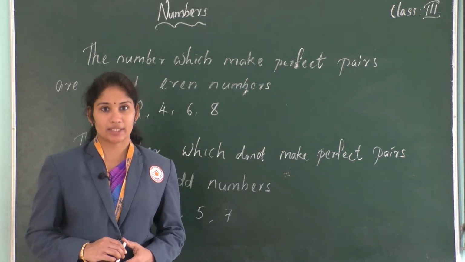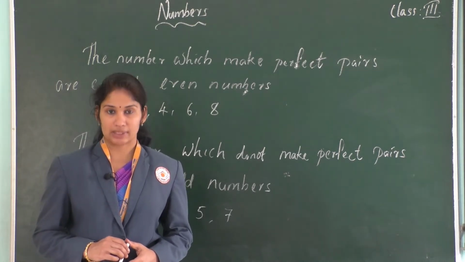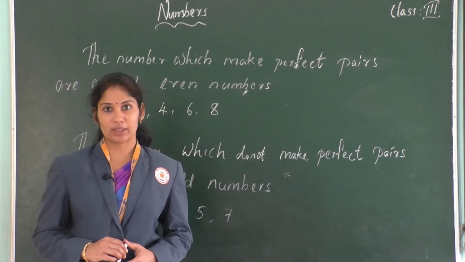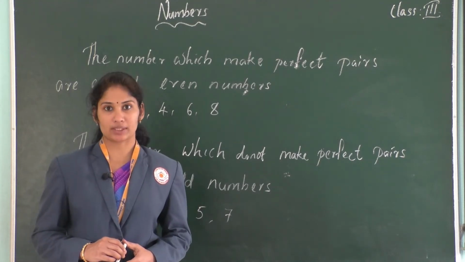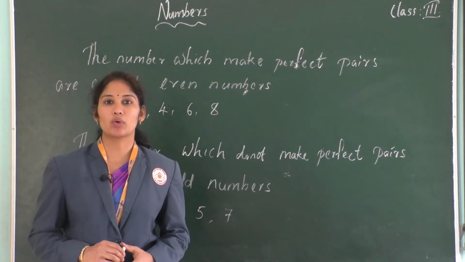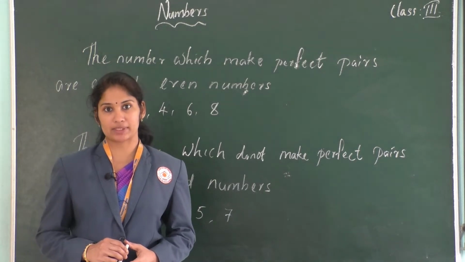We will study the remaining topics of chapter 1. They are odd and even numbers, rounding off numbers and Roman numerals. Our first topic is about odd and even numbers.